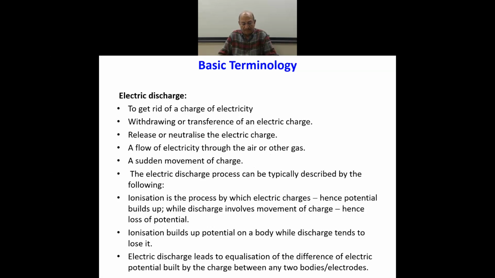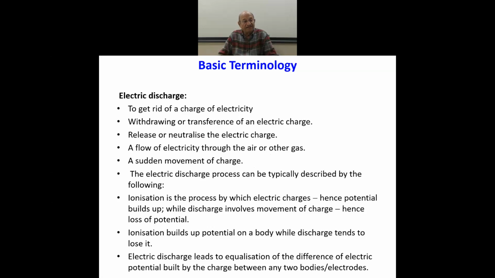This is what typically happens on the clouds when they gain charge because of friction and movement. The charge builds up and they acquire more and more potential. And when potential increases, the breakdown process occurs, which leads to the discharge of the charge built on the clouds. We'll talk about it in detail.